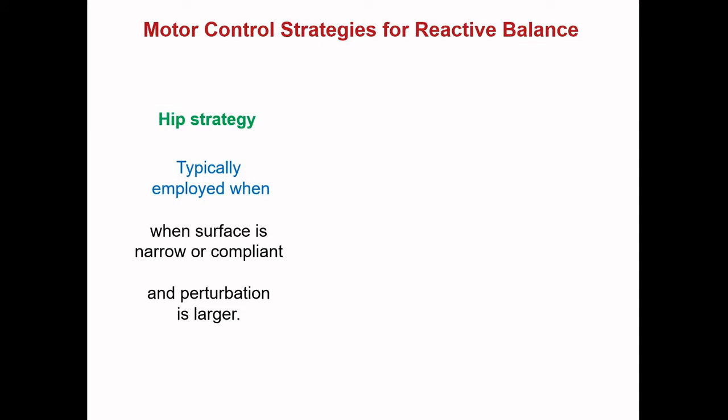Next, we have the hip strategy. The hip strategy is typically employed when the surface that the feet are in contact with is narrowed or compliant, and when the magnitude of perturbation is larger. When standing on a train, if rather than experiencing the small perturbations, there's a jolt in the train, this could induce the use of a hip strategy.